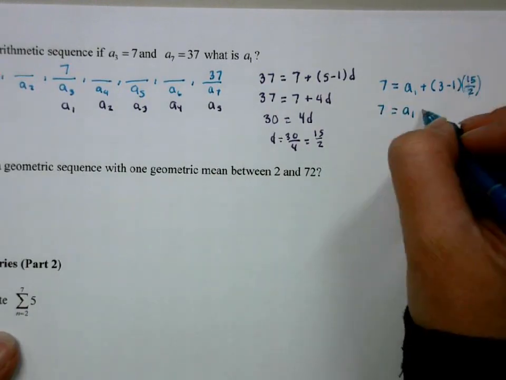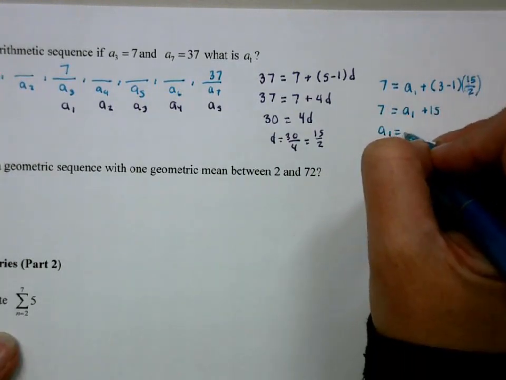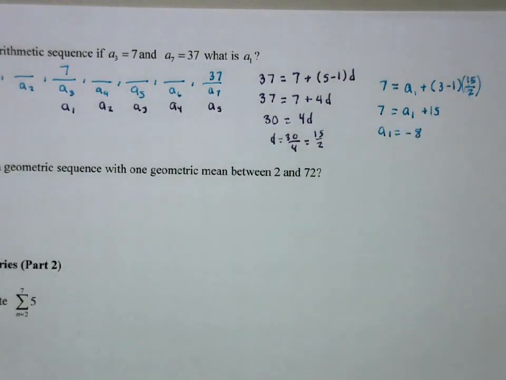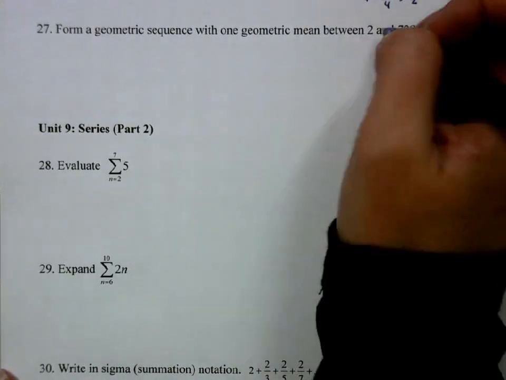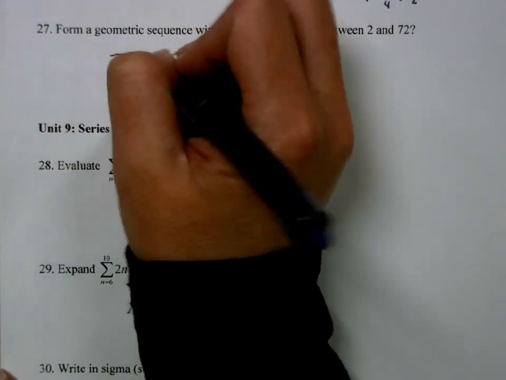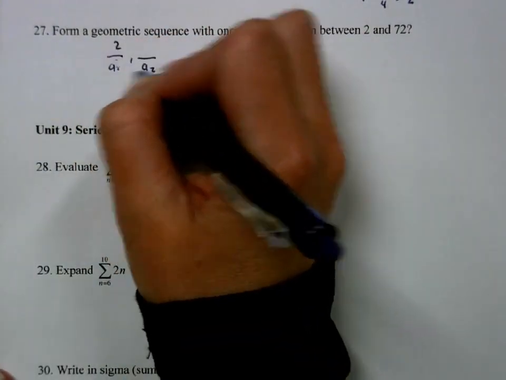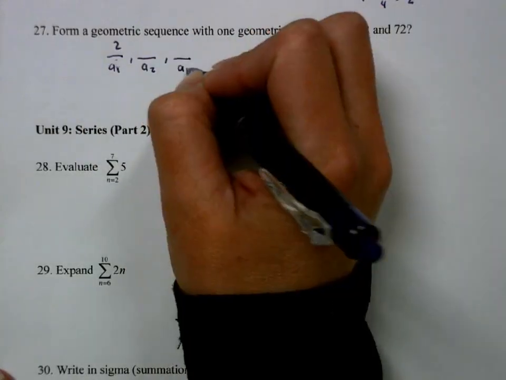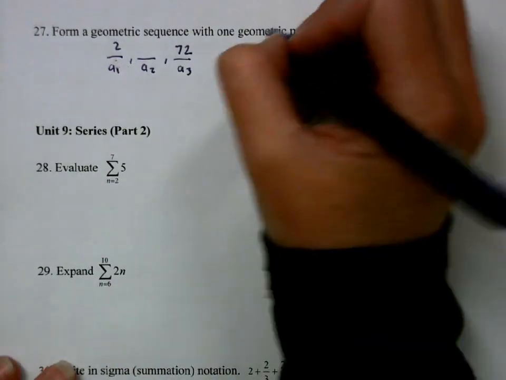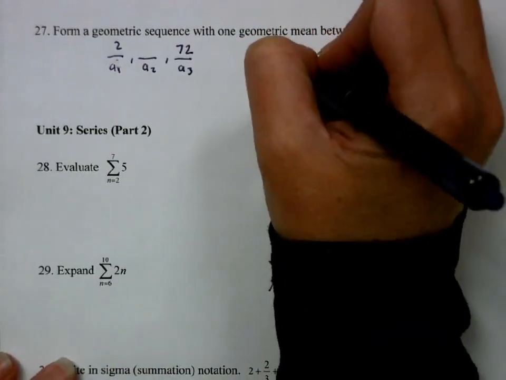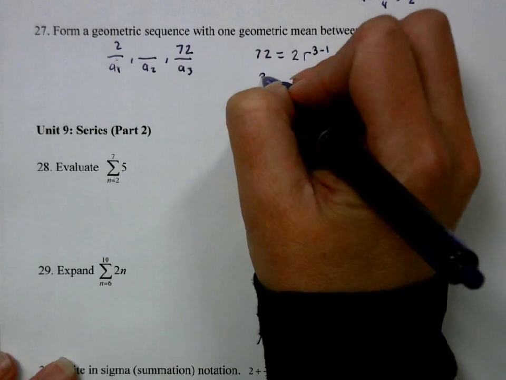Next, we want to form a geometric sequence with one geometric mean between 2 and 72. So A1 is 2, A2 is some number I don't know, and then A3 will be 72. So we're going to use 72 equals A1 R to the n minus 1. So 36 equals R squared. So R is 6. So then if I multiply this by 6, this would be 12. And that would be my geometric sequence.